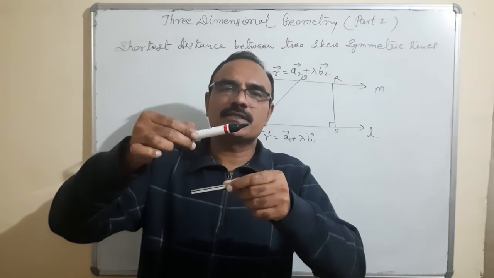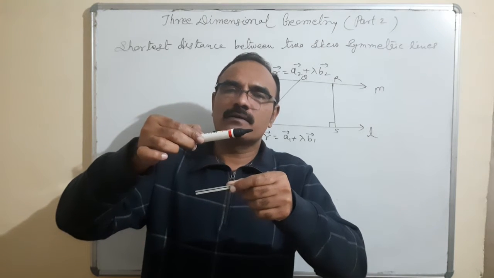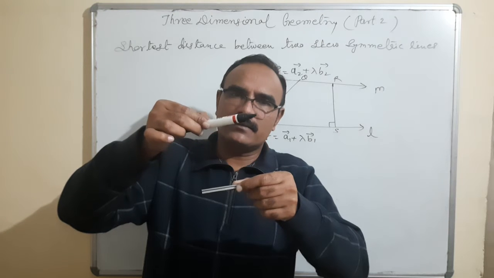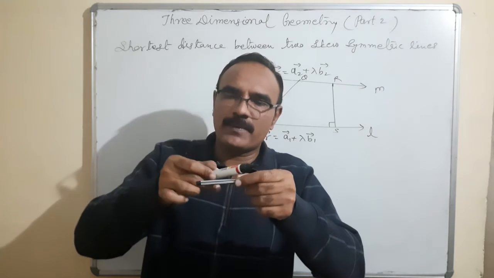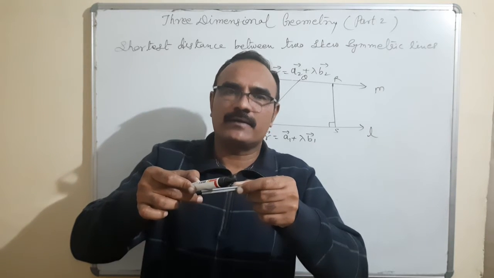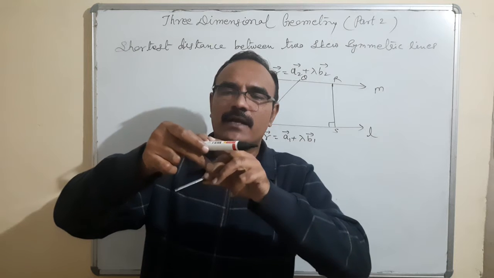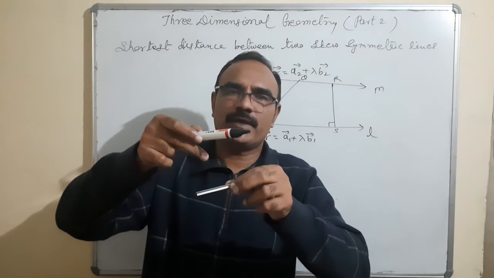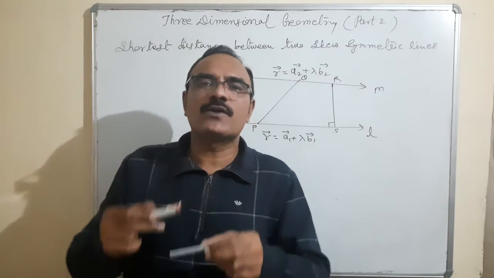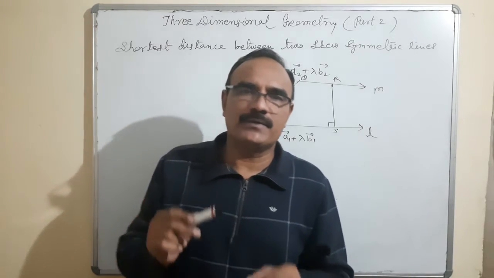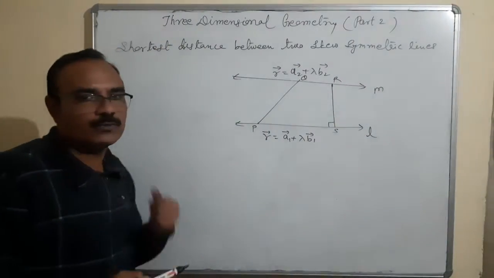And this shortest distance is perpendicular to the line which is parallel to the vector, and it is also perpendicular to the other line which is parallel to the other vector. So the vector parallel to this line is b1 and parallel to this line is b2. That means the distance between them is perpendicular to both the vectors b1 and b2. It is perpendicular to b1 and b2 both.